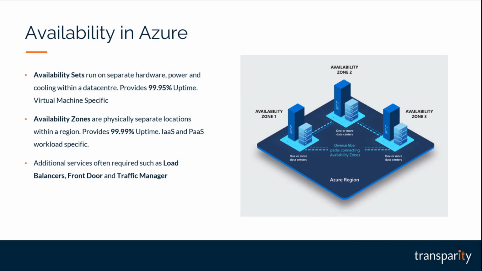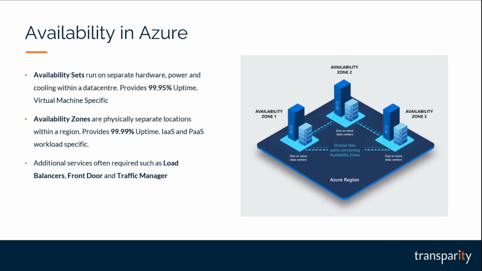The next step up, something that we see probably more commonly than availability sets, is availability zones. There's a bit of an image there on the right for you, but they are physically separate locations within a region, so essentially another data center. Regions are not made up of one data center. They're often made up of multiple. That will provide 99.99% uptime.